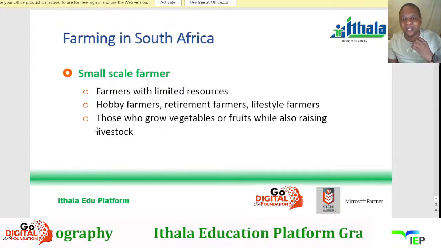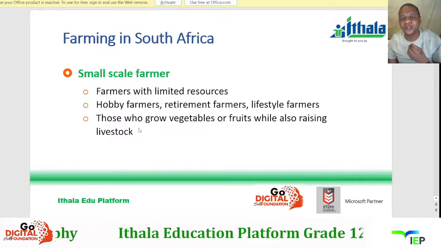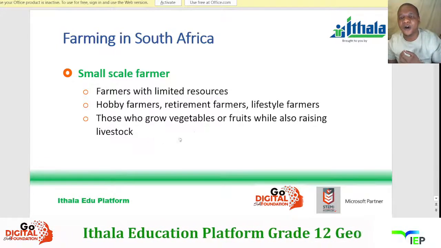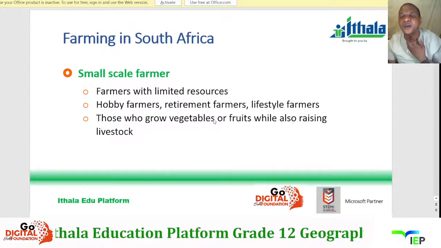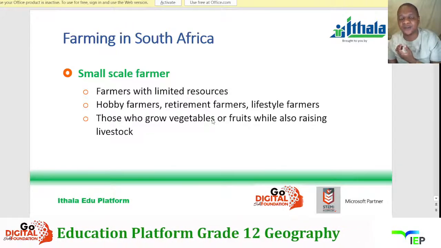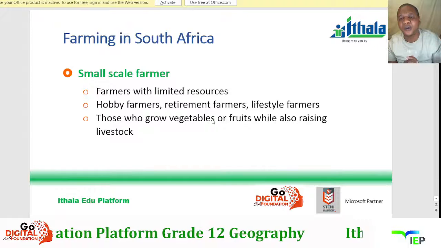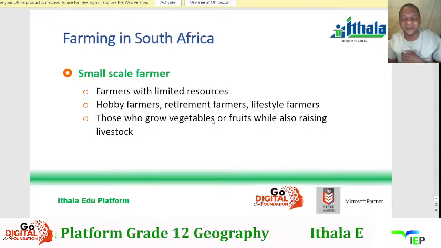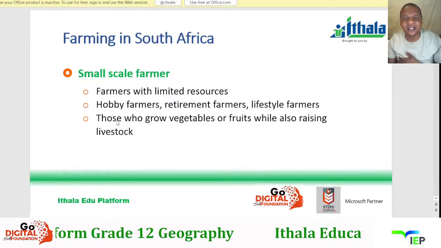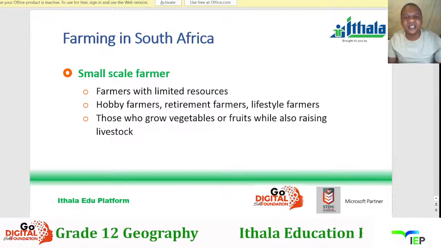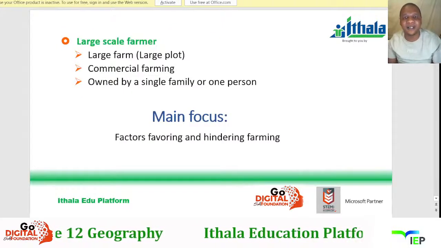And then also, yes, we have those who actually grow vegetables or even fruits while also raising livestock at the same time. So we have a beautiful name for those kind of farmers. Sizobona nje at a later stage as ngiqhubeka nayo farming yami in South Africa.